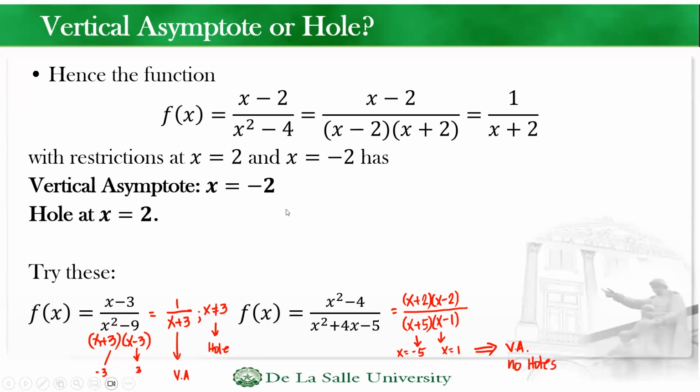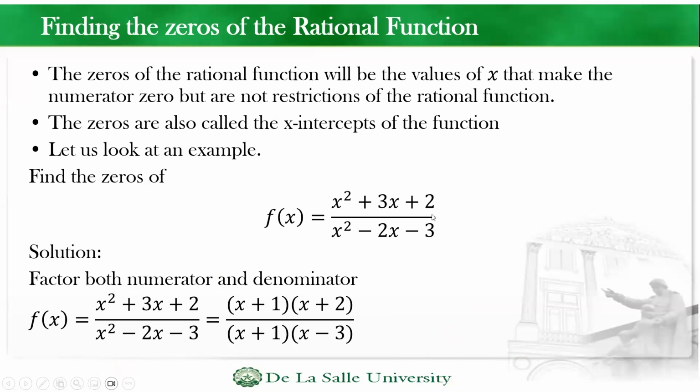Hole is a restriction as well. So just like this one, look at this. Both numerator and denominator should be factored kasi yan, finding the zeros. When we say zeros, they are the roots. So what are the potential zeros? The zeros are also the x-intercepts of the function.